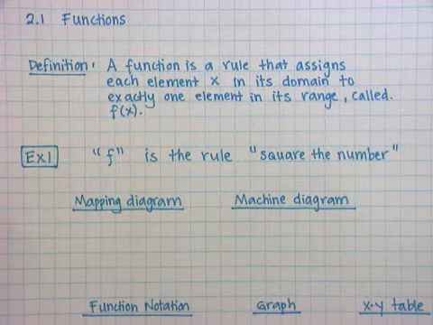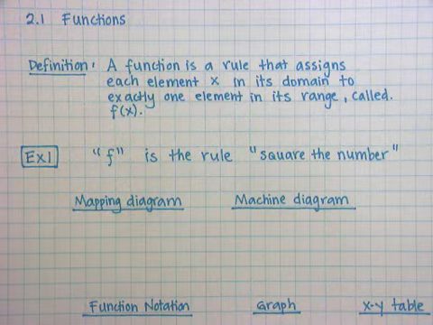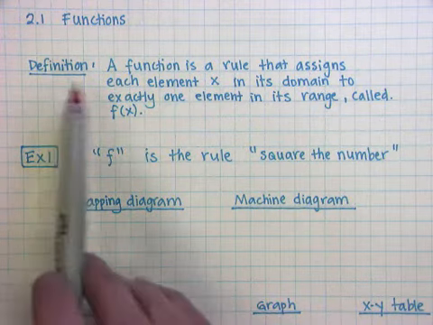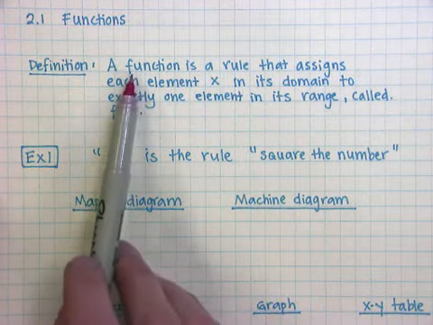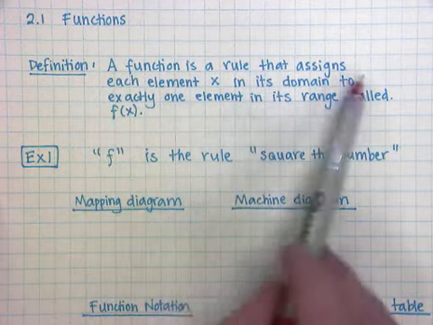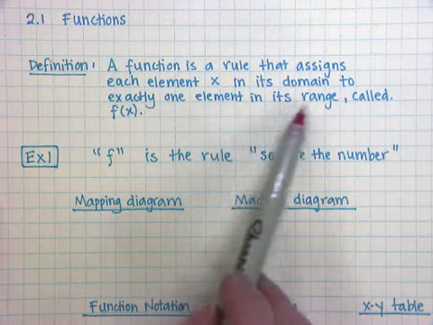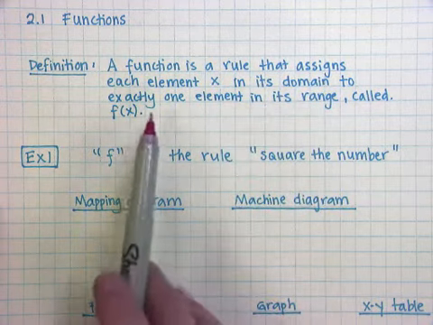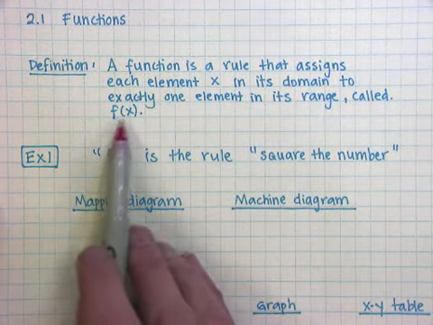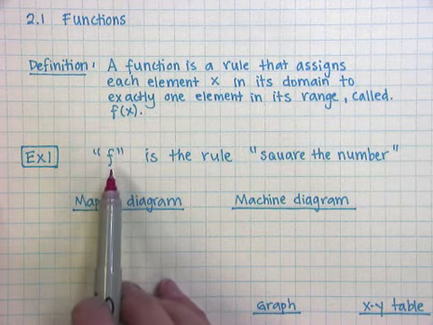Hey, Pre-Calculus. In class, we've been talking about functions, and we'll continue talking about functions for pretty much all of Chapter 2. The definition of a function we didn't talk about necessarily. A function is a rule that assigns each element x in its domain to exactly one element in its range called f of x. So when we talk about f of x, f is the name of the rule.